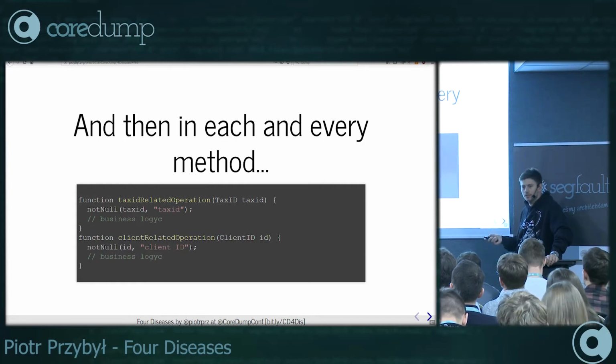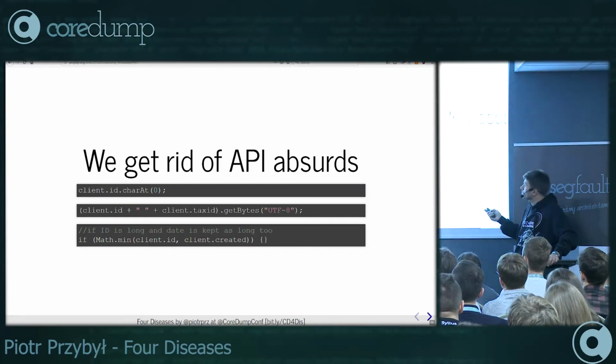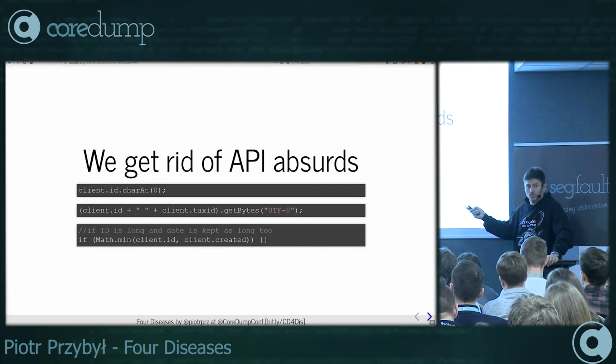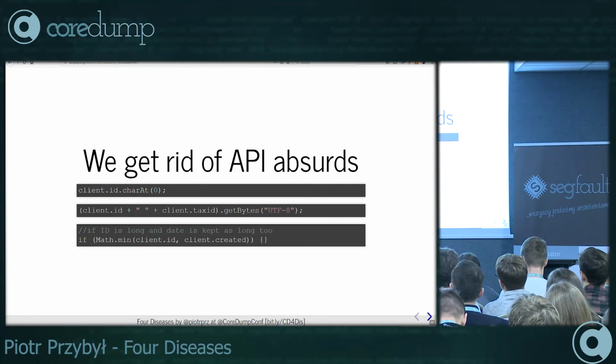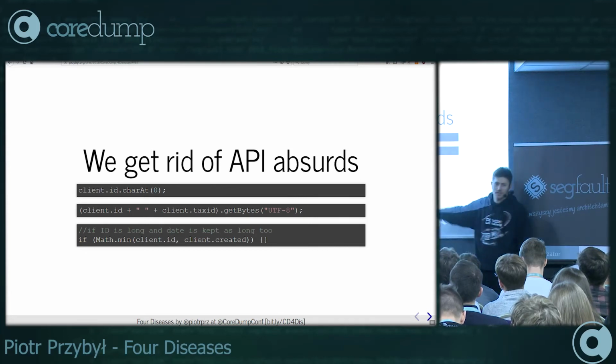And like in Kotlin or C#, you can assure even in here it's not null, right? So if you get it, it's already valid, and you don't need to validate it in every piece of your code. And it's here, because if you don't do that, you end up with such API absurdities. Like, what does it mean to get the first character of client's ID? Or what's the business value, or what's the proper usage of concatenating client's ID with tax ID and getting it as bytes?